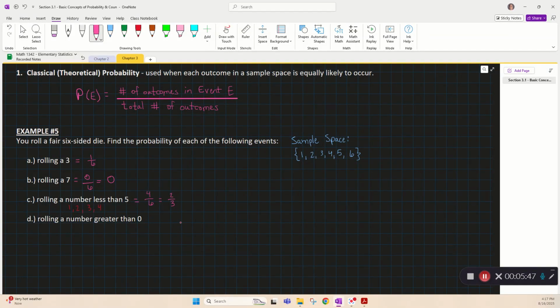And then rolling a number greater than 0. So what are our numbers greater than 0? 1, 2, 3, 4, 5, and 6. Look, I just listed all of them. What the heck? So this would be 6 out of 6, which is just 1. Okay, so notice some things here. For one, what are all of our probabilities between? All of our probabilities are between 0 and 1. That's not a coincidence.